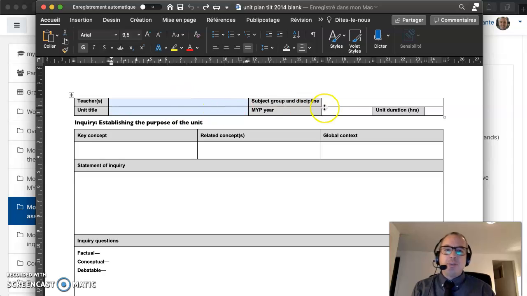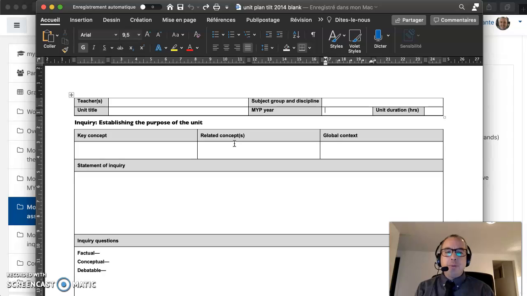The teacher is pretty easy. The subject group would be mathematics, and the discipline would be standard math or extended mathematics. The MYP year would be 1 to 5 depending, so normally grade 7 would be year 1. Then you have the unit duration in hours, so how much time.